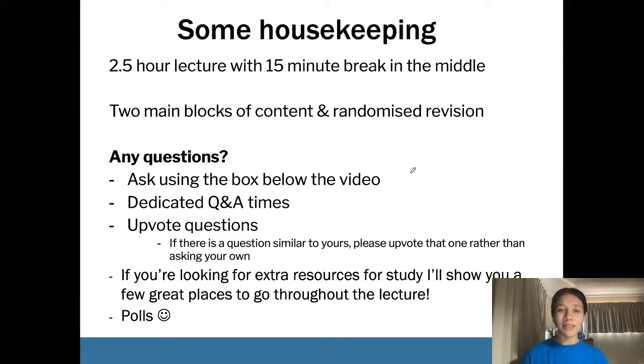Today we have about 2.5 hours, so we'll have a halfway break of about 15 or 20 minutes. We might put in some other breaks here or there depending on how we're going. We'll basically have 2 main blocks of content and some questions sprinkled throughout for you to have a go at. Hopefully today will be some good revision for you.